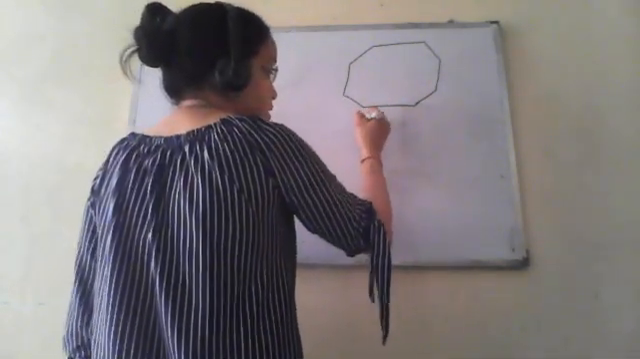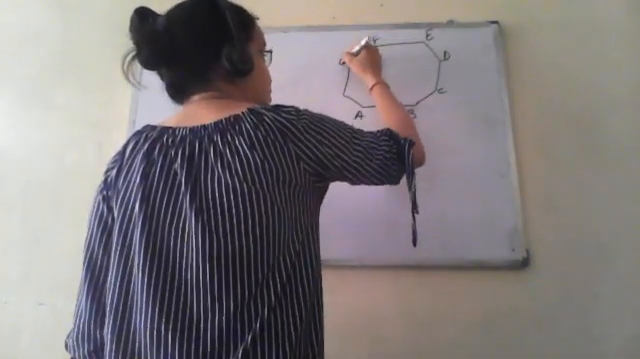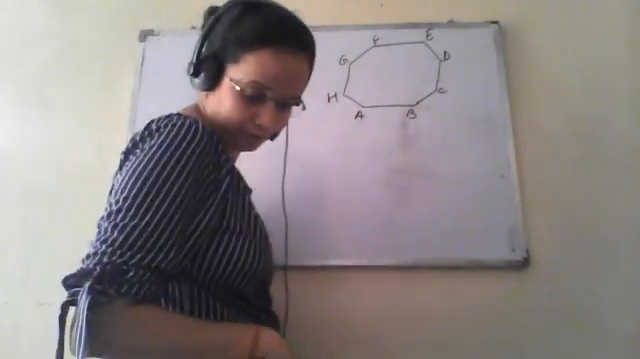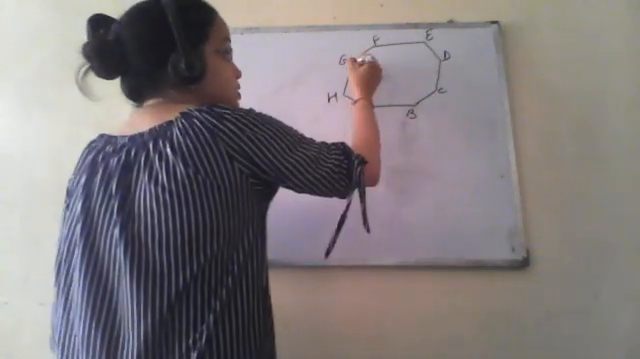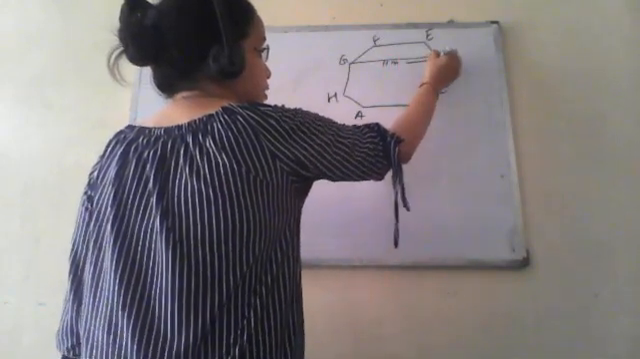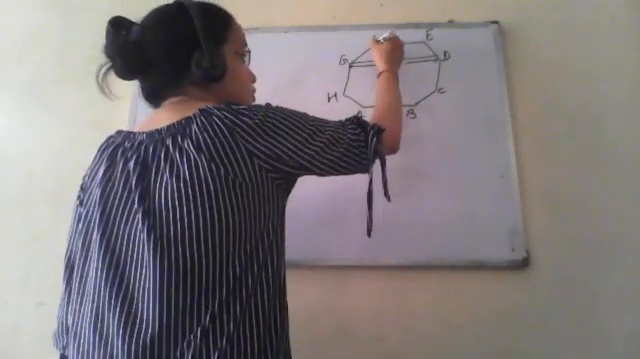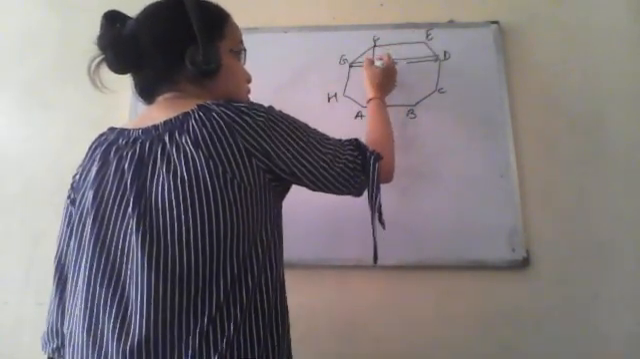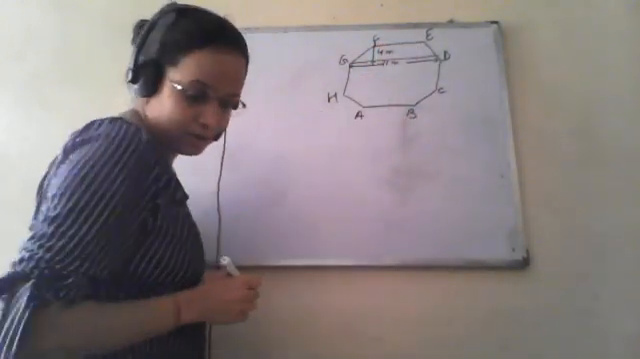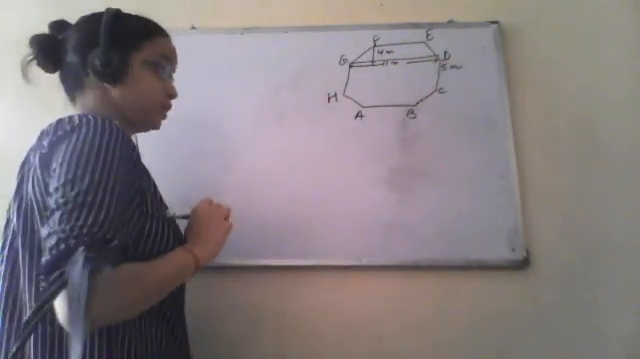So if we name this A, B, this is C, D, E, F, G, H. Clear? You have a regular octagon. The length of GD is given as 11 meter. Suppose this is termed I, this is 4 meter and this is 5 meter. We have to find the area.